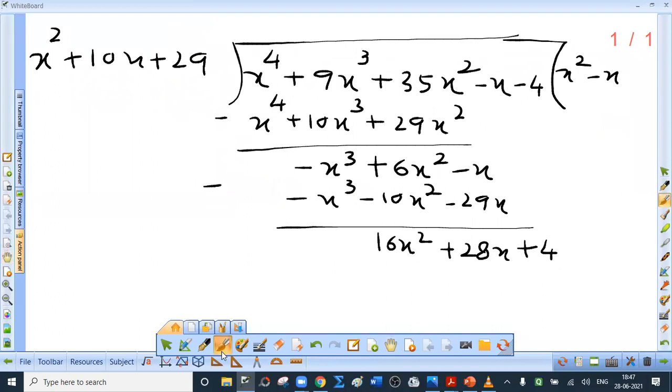So 16x square upon x square is what? 16. So plus 16 in the quotient. And here it will be 16x square plus 160x it is. 160x. Okay. Now tell me what is 16 into 29? Is it 464? Just check this.